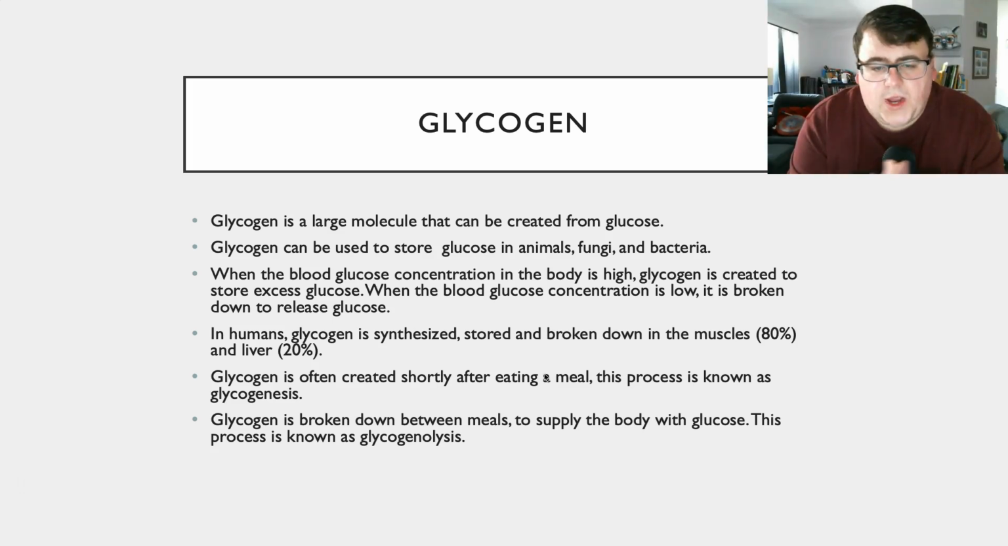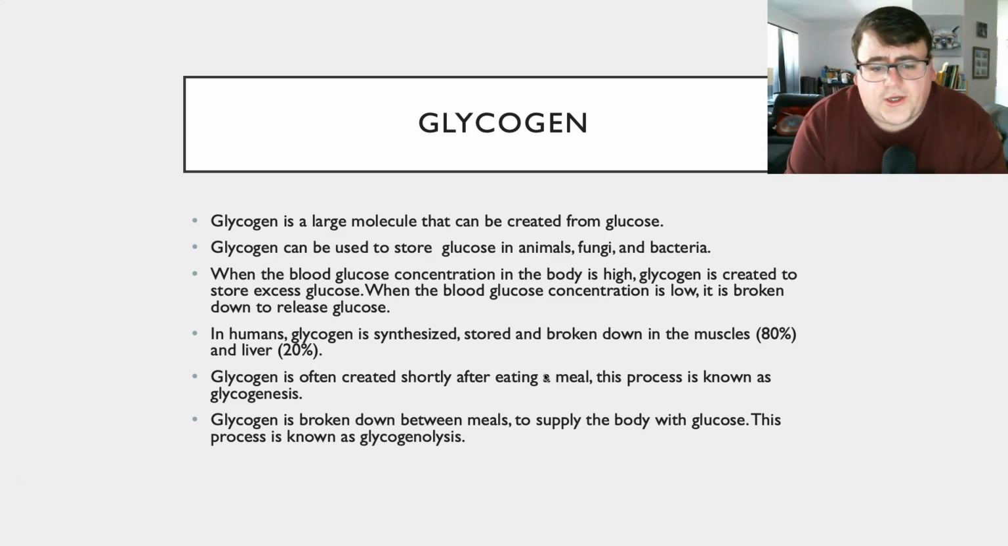Glycogen. So we're going to look quite a bit at glycogen and glucose and gluconeogenesis, etc. So this is a bit of a longer part of the topic. First off, what is glycogen? Well, glycogen is just a very large molecule in our body that's actually created from glucose. It's what we use to store glucose when we have too much of it, and that's a process that happens in animals, fungi, and bacteria.